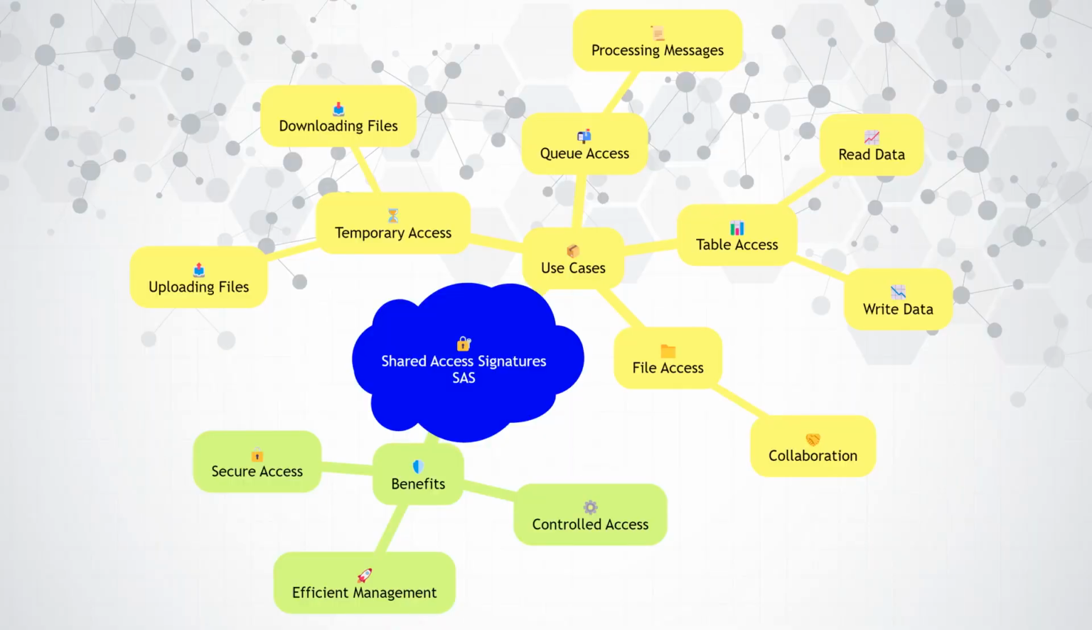Shared access signatures are used in a variety of scenarios to provide secure and controlled access to Azure storage resources. Some common use cases include providing temporary access to a blob for downloading or uploading files, granting limited access to a queue for processing messages, allowing a third-party application to read or write data to a table, and enabling secure access to files for collaboration. By using SAS, you can ensure that access to your storage resources is both secure and efficient.